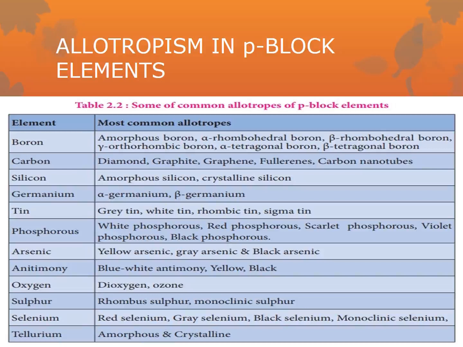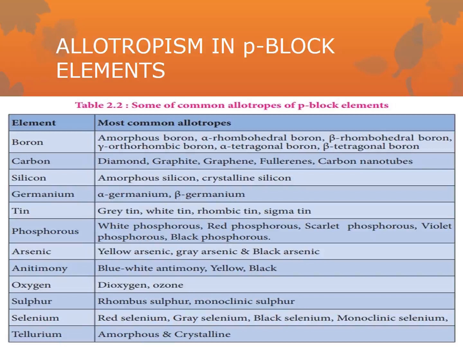So many p block elements show allotropism. What is allotropism? Some elements exist in one form or more forms in the same physical state. They remain in the same physical state but show different forms, crystalline or molecular, like that. These are the allotropisms in p block elements.